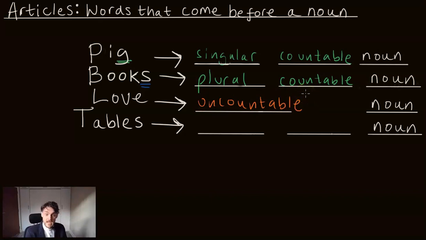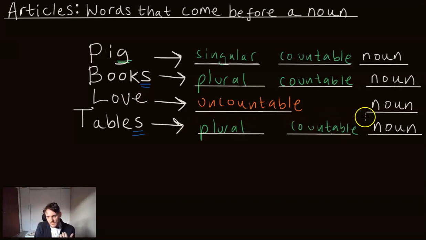It's an uncountable noun. Tables. I think you know. So like books, we have a plural countable noun. Well done. Okay, so well done if you got those right.